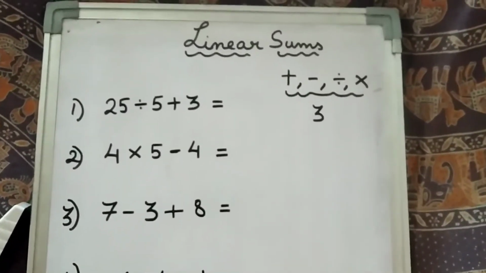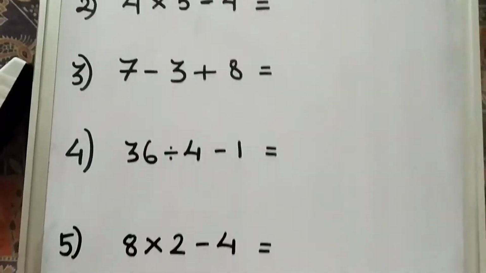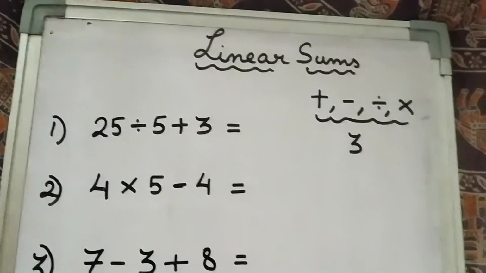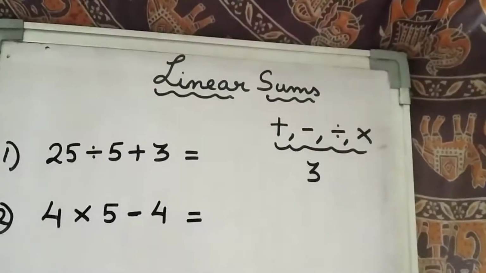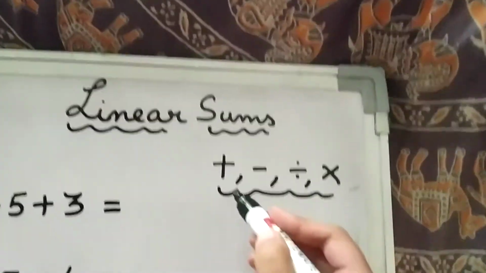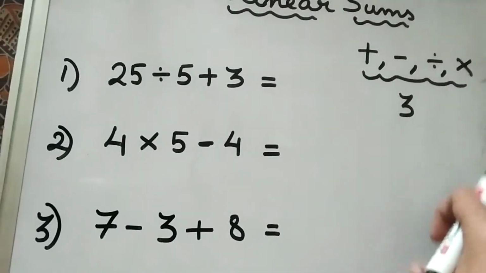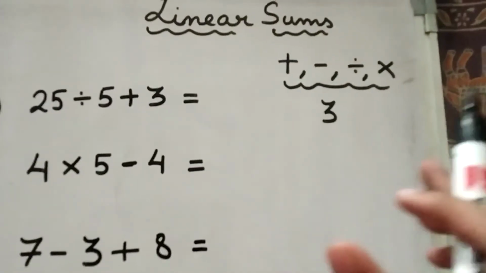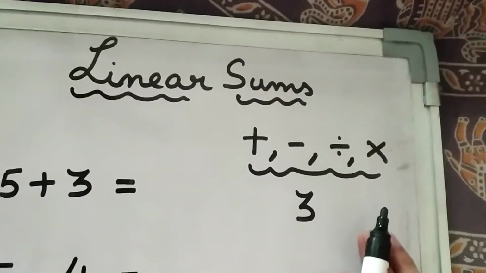Children, today we are going to do linear sums and these sums will be 3-digit sums, okay? So as you can see, I have noted some questions in front of you. All these questions are based on 3-digit sums. There are 3 digits over here and in mixed linear sums, you will be getting questions with plus, minus, division and multiplication symbols. You can find these symbols in the questions also. So today we are going to do 3-digit linear sums with plus, minus, division and multiplication.